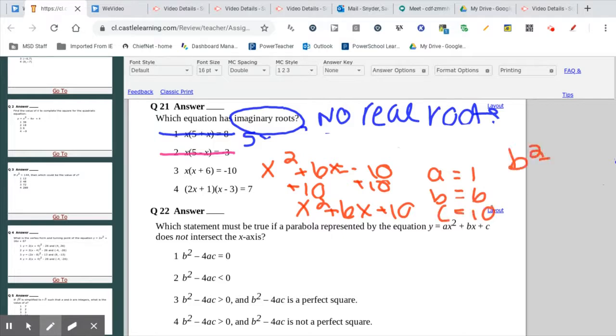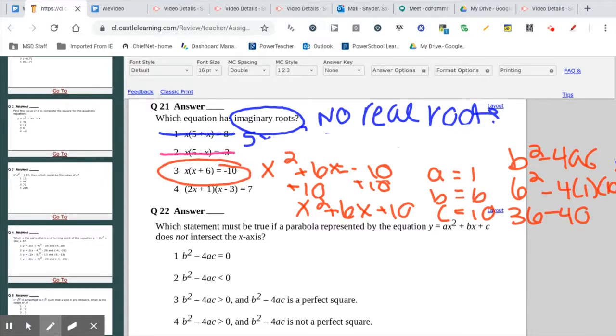b squared minus 4ac. And we have 6 squared minus 4 times 1 times 10. 6 squared is 36 minus 40. That's going to end up being a negative number. So since our discriminant is negative, there's going to be no real roots, and we call those imaginary roots.